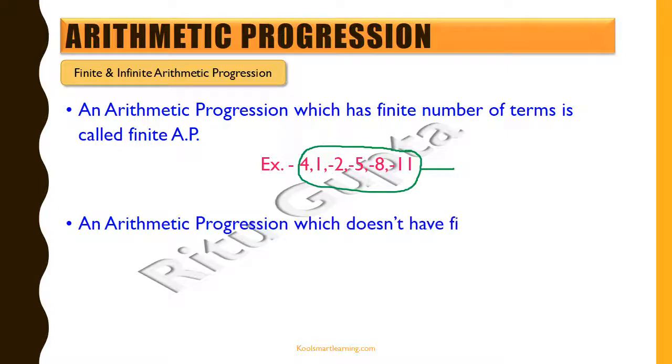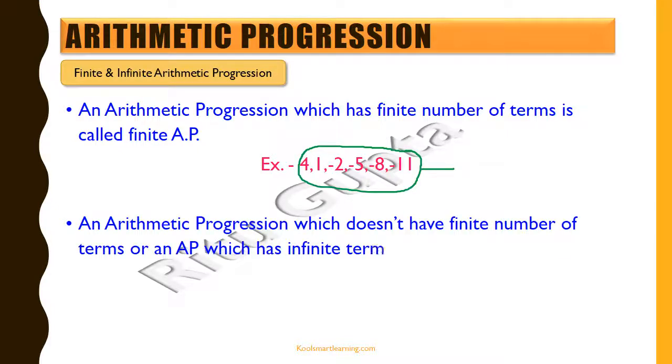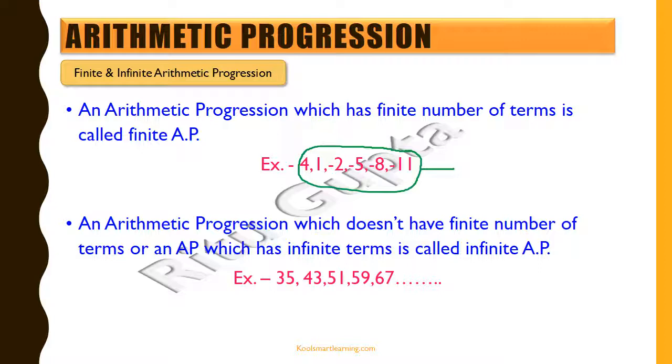An arithmetic progression which does not have a finite number of terms, or an AP which has infinite terms, is called an infinite arithmetic progression. An example would be 35, 43, 51, 59, 67, and so on. So we don't say that it has 5 terms or 10 terms or 20 terms. We say that it continues. So this is an infinite AP.